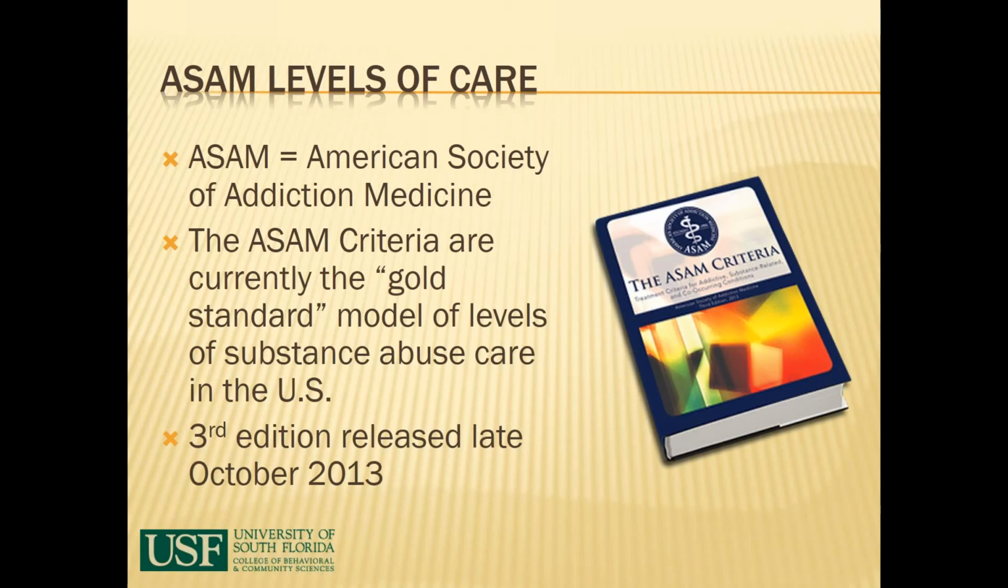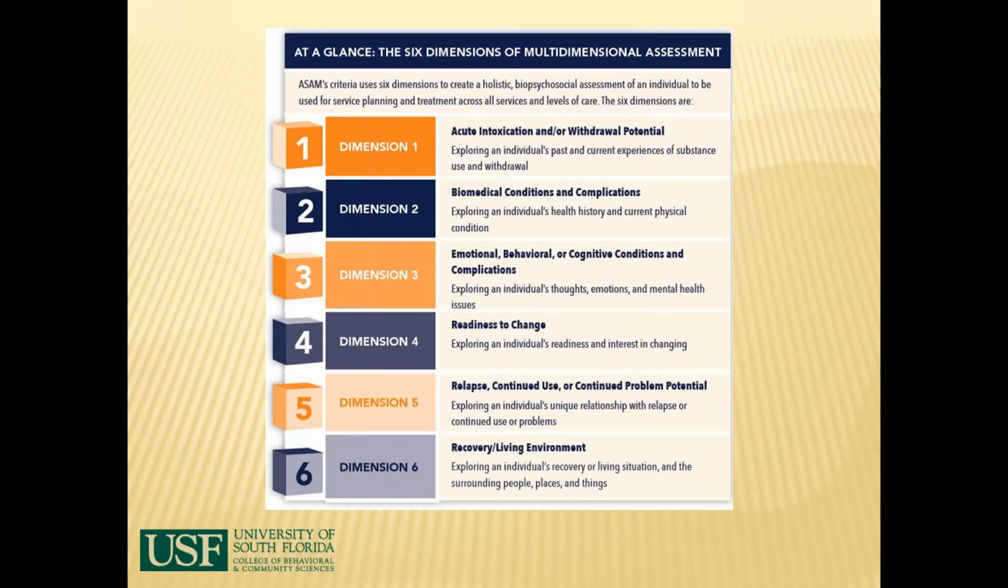as time goes on. Currently, the ASAM criteria really are kind of the gold standard model for levels of substance abuse care in the United States, and they've expanded to focus also on levels of mental health care. The most recent edition of their criteria is the third edition, which was released in October 2013, so it's now been out for, I guess, going on 3 years here, but not quite, about 2.5 years at this point.